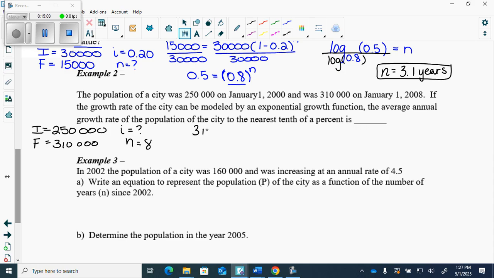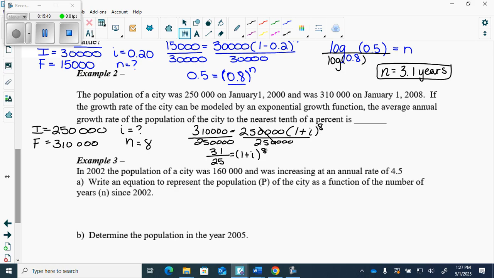So we get 310,000 equals 250,000 bracket 1 plus i to the 8. We divide by our 250,000. And then I keep the fraction because I don't want to use a decimal that could possibly repeat. So I got 31 over 25 equals 1 plus i to the 8. And then people are like, Mrs. Lepp, I'm going to have to convert to a log. No. The only way you can convert to a log is if you don't know the years. If you don't know the years, convert to a log. If you do know the years, you do math that you've been taught before.